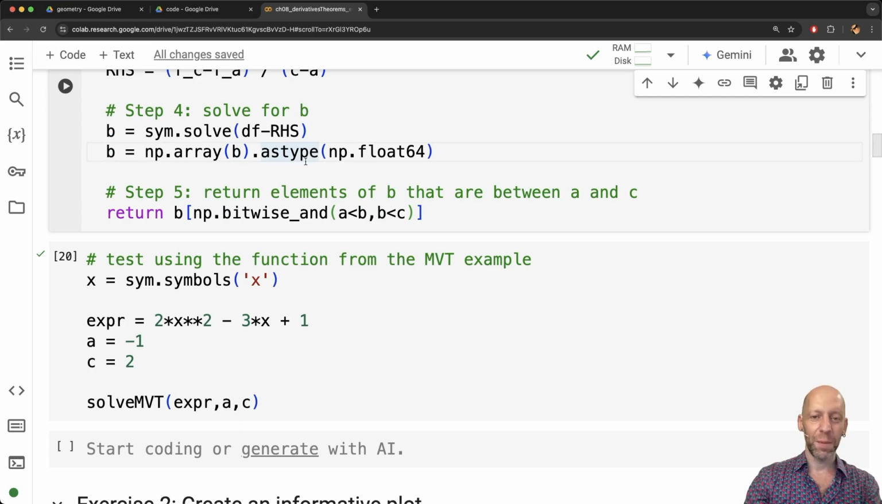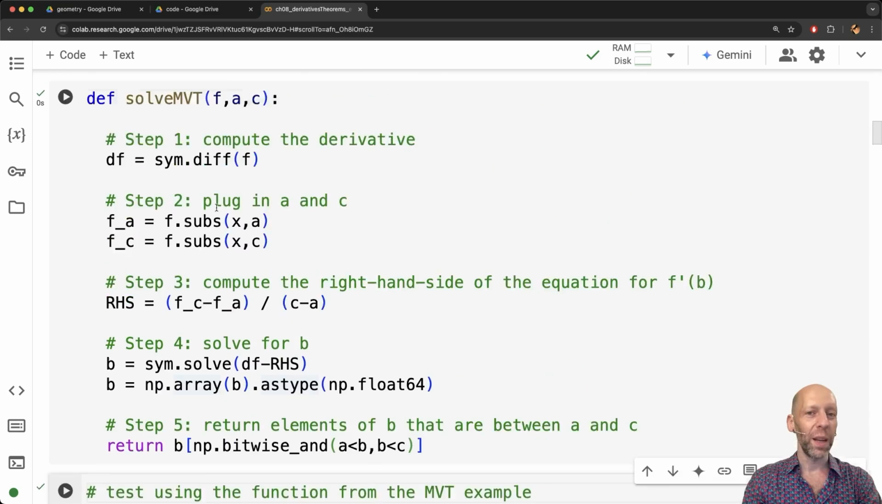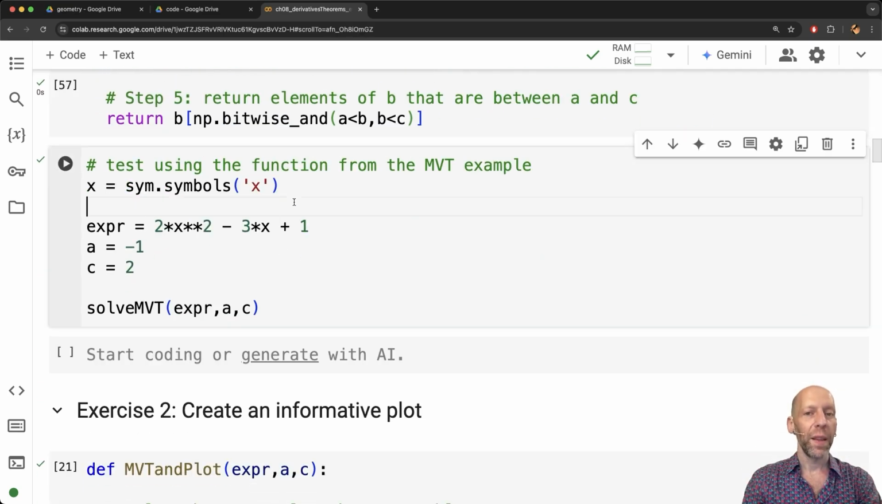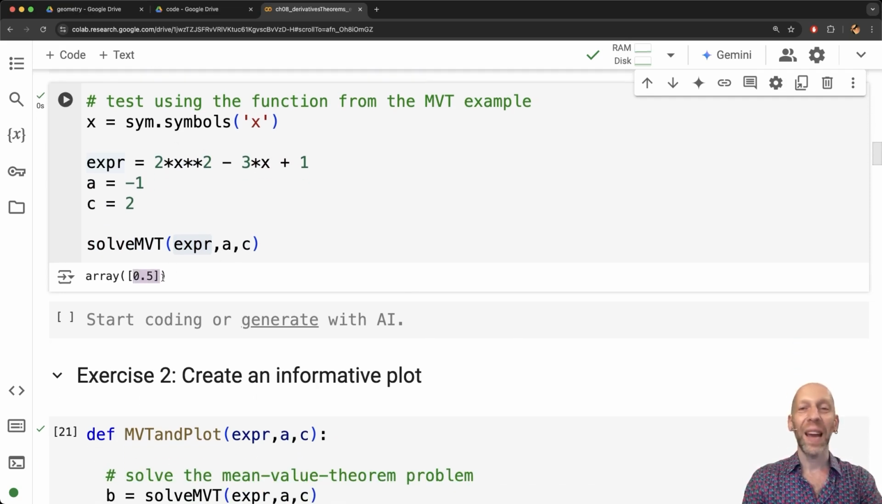Okay, let me run this cell here. There's no output of this cell because I'm not actually calling this function, I'm just creating the function. Then here is where I set it up for the test run. Here I create a symbolic variable x, I define the expression and the two bounds, and then I call the Python function with the math function and the two bounds. If all goes well, we should get the answer of 1/2, which is the correct solution to the mean value theorem problem for this equation.